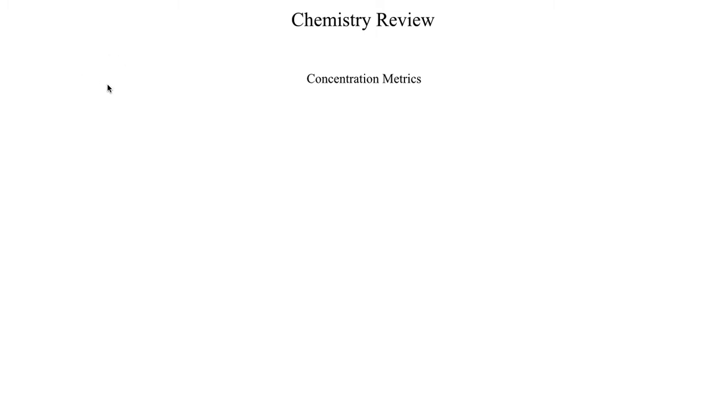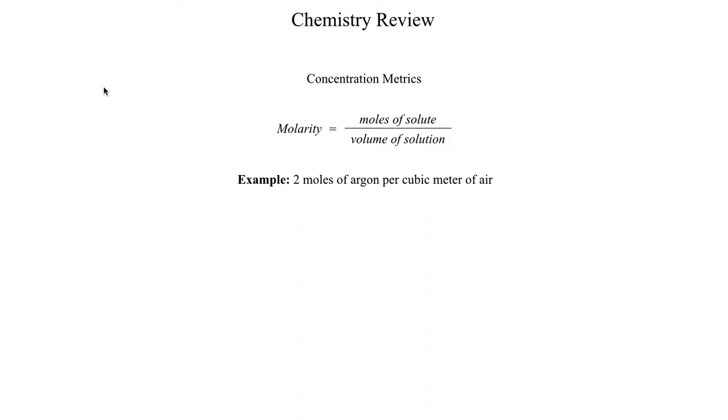The first thing that I want to review is the idea of concentration, which is one way of expressing how much of one compound is present in some unit of volume. There's three main metrics that are most widely used, one of which is molarity, where you basically count up how many particles of a particular chemical are present in some volume. One example I give here is 2 moles of argon per cubic meter of air. Again, a mole is 6.022 times 10 to the 23rd molecules.